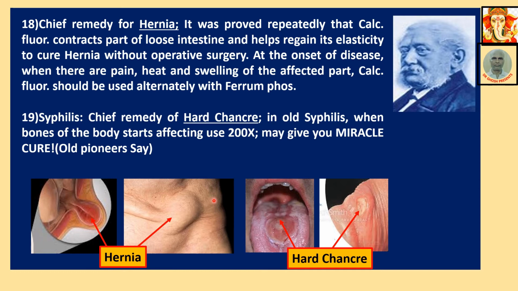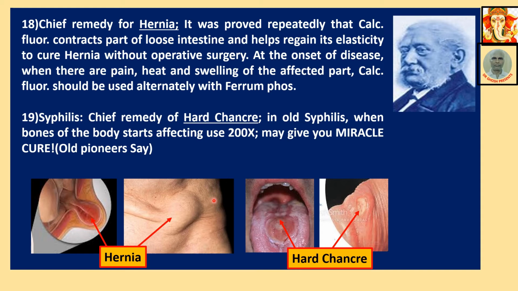In that phase, you have to give Calcarea flour along with ferrum phos. Or if it has become an old case, then Calcarea flour will be required, not ferrum phos, because there are no current inflammatory signs, pain, heat, swelling. If there is no pain and swelling, then you cannot give ferrum phos. Only Calcarea flour will be the remedy then.